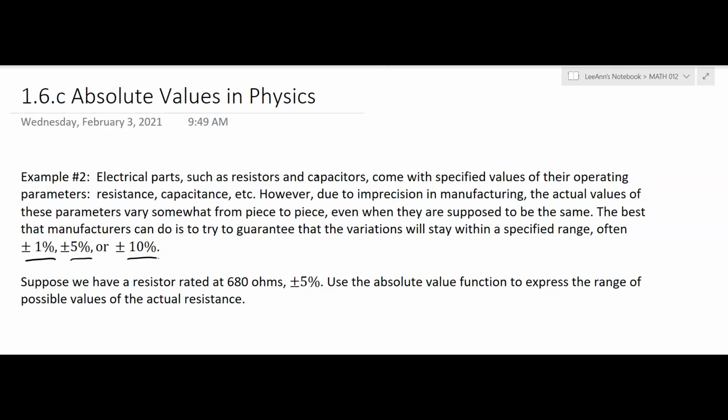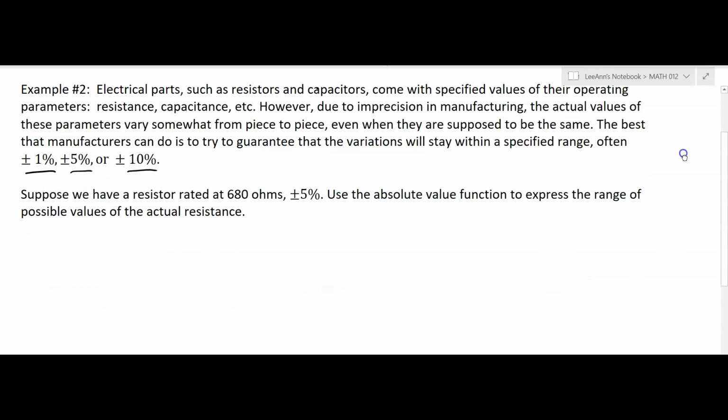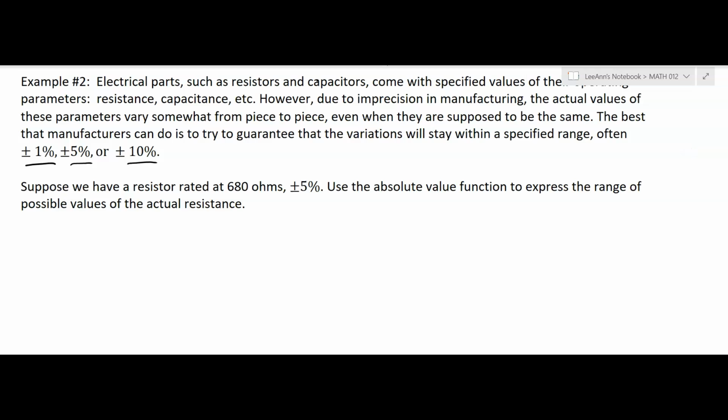So now they give us a problem. Suppose we have a resistor rated at 680 ohms, plus or minus 5%. Use the absolute value function to express the range of possible values for the actual resistance.